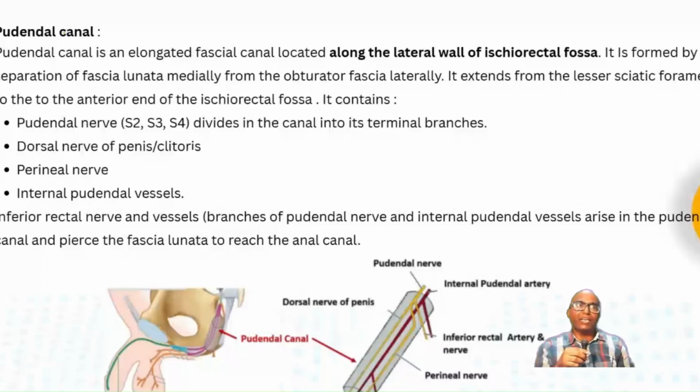Then last is the pudendal canal. So this pudendal canal is an elongated fascial canal located along the lateral wall of the ischiorectal fossa. Last time we saw the ischiorectal fossa in the last session.